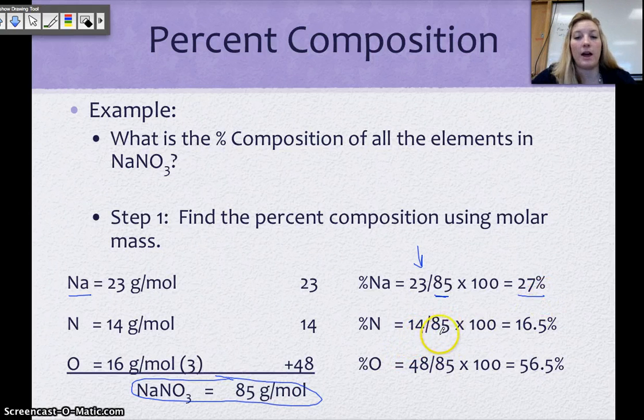14 divided by 85, or our part divided by our whole, times 100 gives us 16.5%. So only 16% by mass is nitrogen in this compound. And 48 divided by 85 times 100 gives us 56.5. So over half of this compound is made up of oxygen.